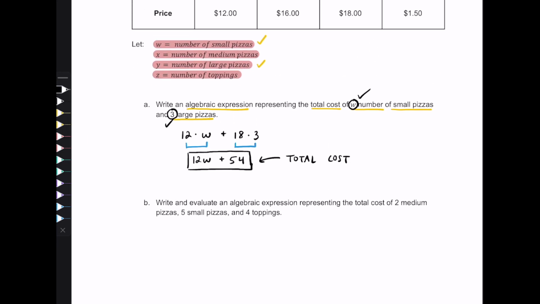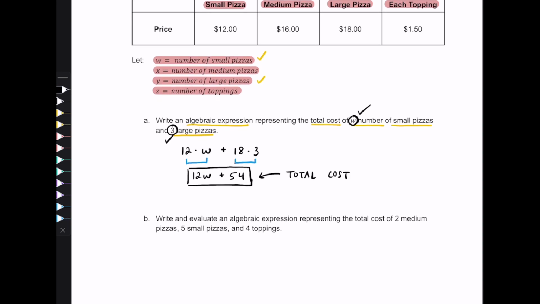And here's one final problem. Maybe not scroll too far down so we can still see all the prices there. So we have to write and evaluate. So we're going to write an expression, then evaluate it. It's got to have some algebra, so some letters representing the total cost of 2 medium pizzas, and then 5 small ones, and then 4 toppings.